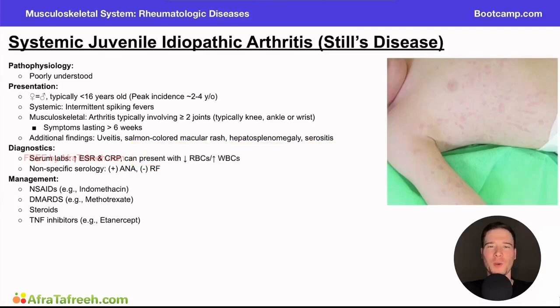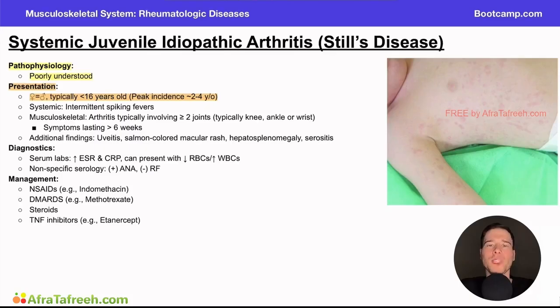So in this next video, we're going to talk about a condition called systemic juvenile idiopathic arthritis, sometimes also called Still's disease. Now, the pathophysiology of this condition is poorly understood overall, but it tends to show up in younger patients, often affecting males at an equal rate of females. This patient typically is in people younger than 16 with a peak incidence of 2 to 4 years old. So we need to think about that.